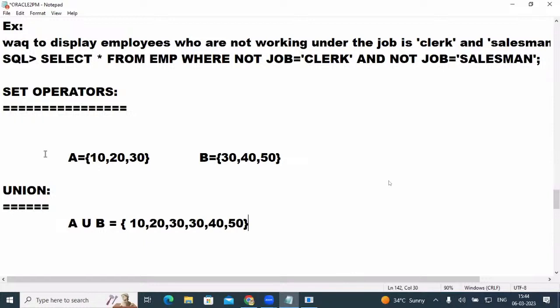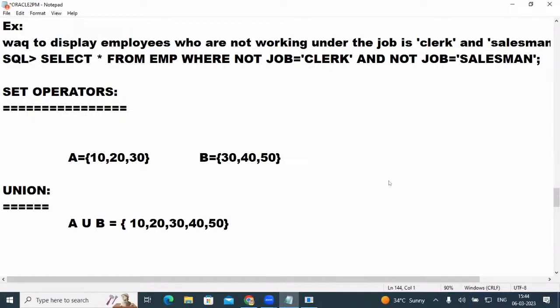Now tell me, is union correct? 10, 20, 30, 30, 40, 50. No. Only 130. Sure? Confident? Shall we lock it? This is not correct. Only 130.